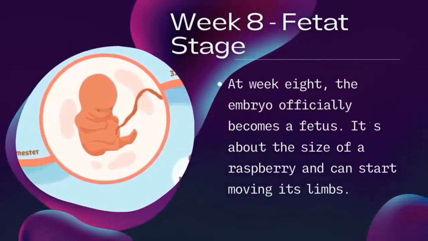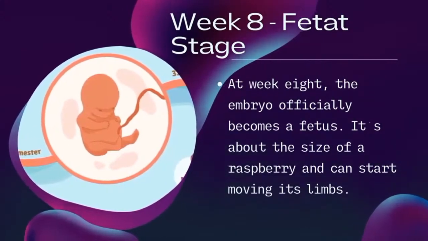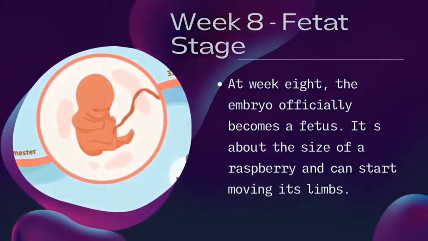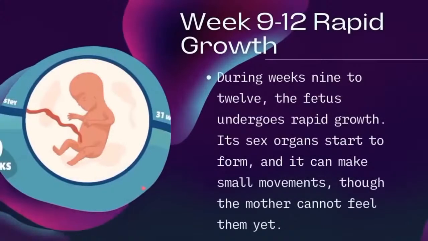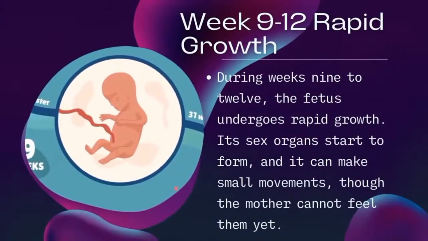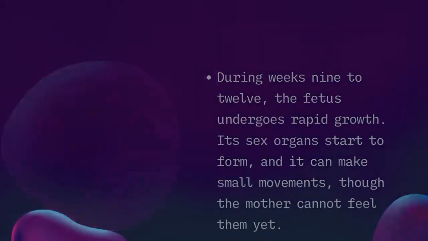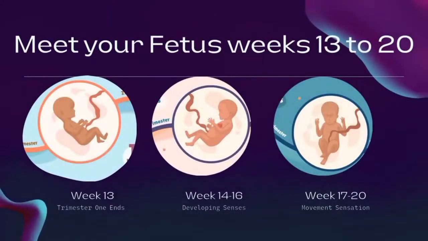Week 8, Fetal Stage. At Week 8, the embryo officially becomes a fetus. It's about the size of a raspberry and can start moving its limbs. Weeks 9 to 12, Rapid Growth. During weeks 9 to 12, the fetus undergoes rapid growth. Its sex organs start to form, and it can make small movements, though the mother cannot feel them yet.